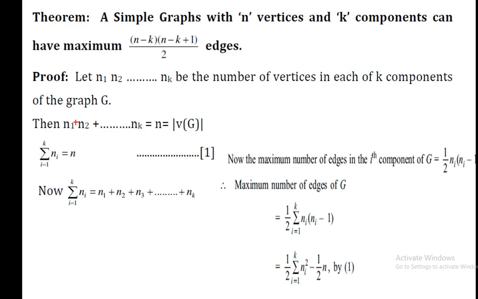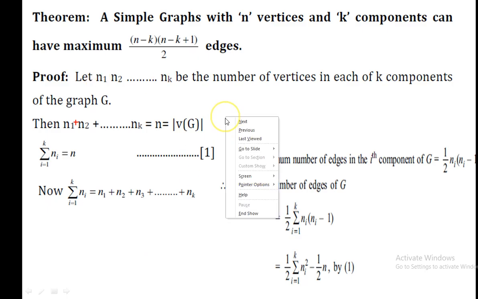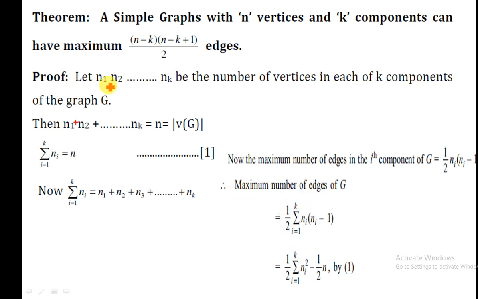So before going to the proof, everything should be understood. First, how many components are we going to take? K components. How many components here? Only k components. What are the names of the components? Component 1, component 2, component 3, and so on, component k.